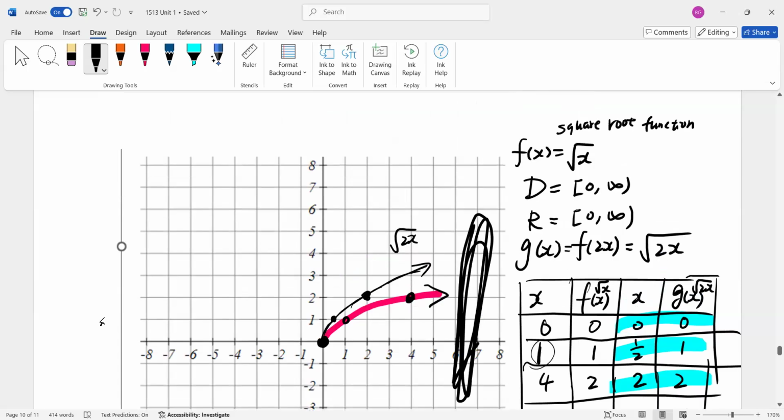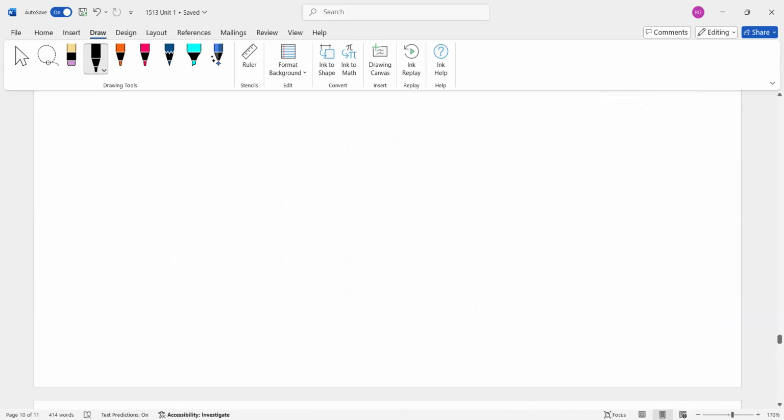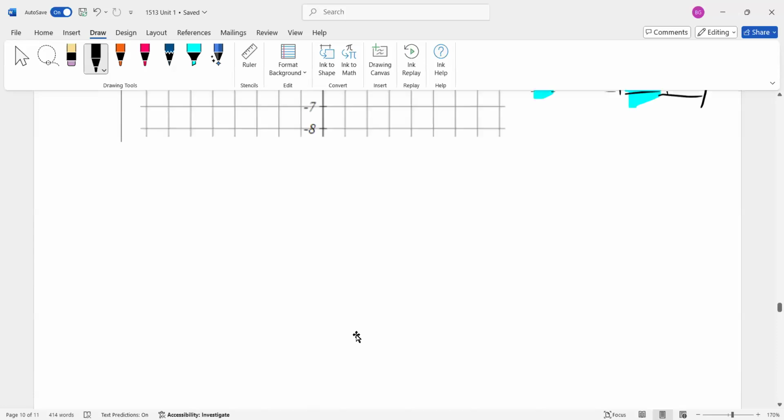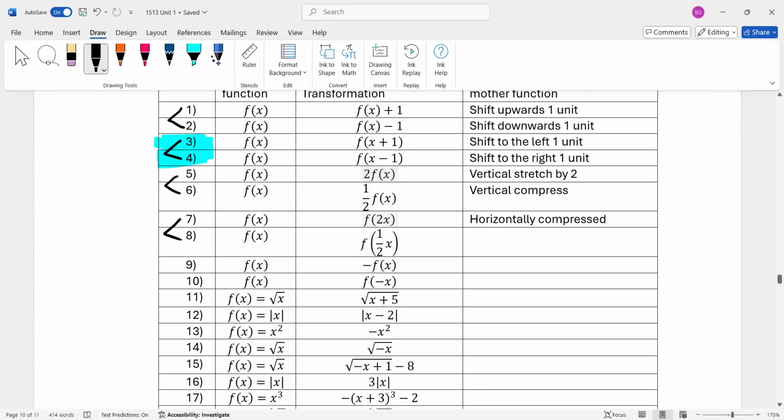I tried my best. I don't know if that really helps you. You do need to understand why. Otherwise, it just loses the meaning. Again, the input of the function, let's go back to number 7. The input of the function is in the parentheses. The input right now is 2x. x is not the input anymore.